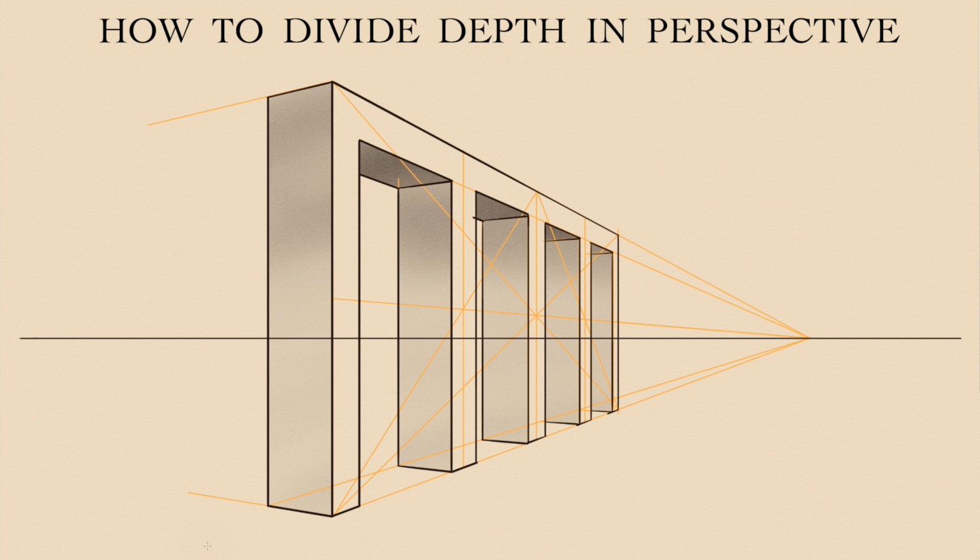Here's one more drawing that perfectly divides the depth according to the perspective rules. However, you can see once again that the first 2 arches appear much bigger than the last 2. Although this drawing is geometrically correct, it can be adjusted to look more natural.